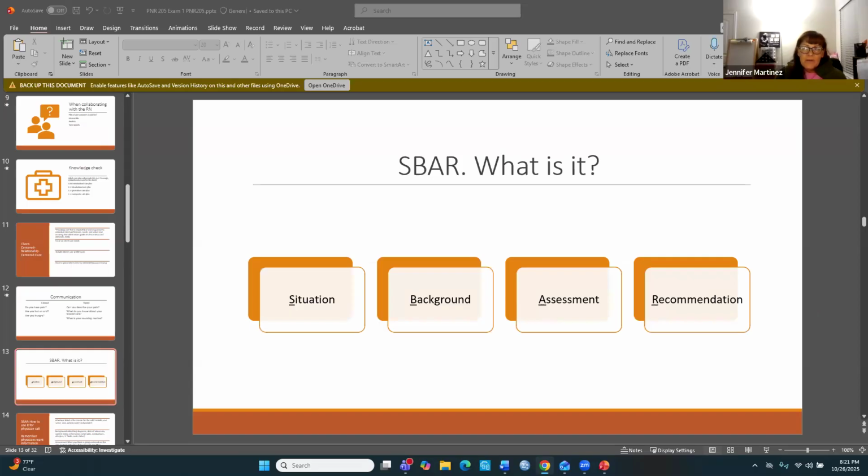Then we have our SBAR. SBAR is an amazing communication technique that we can use when we're communicating either to providers or even to another member of the healthcare team, like when we're doing our shift report. S is for situation, B is for background, A is for assessment, R is for recommendation.